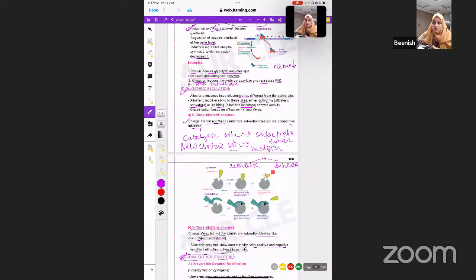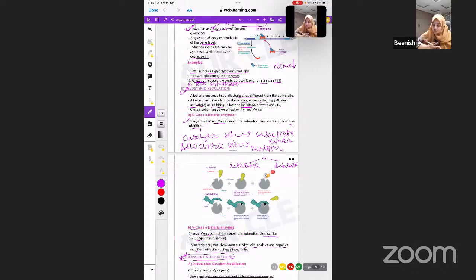If it is an activator, it is allosteric activation. If it is an inhibitor, it is allosteric inhibition. So what is happening in allosteric activation? The catalytic site is not favorable for the substrate to bind. But when the modifier binds to the allosteric site and that modifier is an activator, that unfavorable catalytic site is converted into a favorable catalytic site for the substrate.